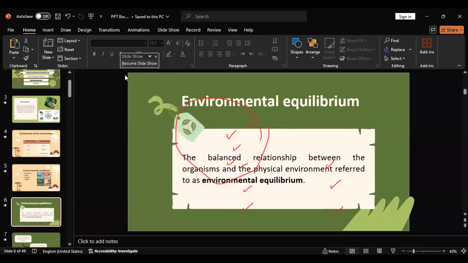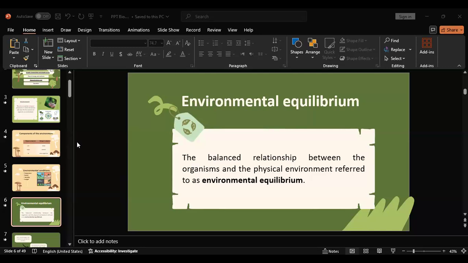Okay, here we see environmental equilibrium. Let's see what that is. Here there are different interactions taking place among the physical component, the biological component, that means the organisms, and the other thing, environmental conditions. Among these three, interaction takes place.